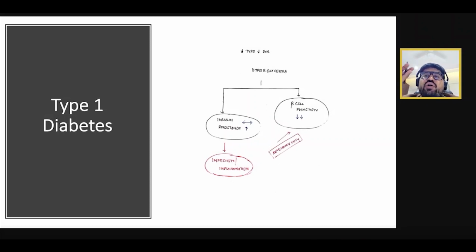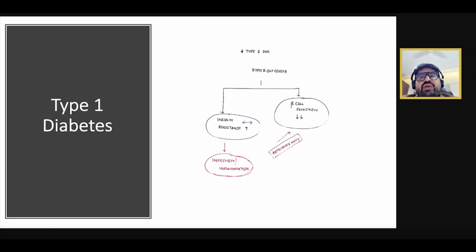Now, sometimes you would have also heard about this phenomenon called the honeymoon phase. After some time, with good glycemic control, a patient with type 1 diabetes often goes off insulin. Insulin is often stopped in some of these patients for a brief period of time, and this is a honeymoon period. And after that brief period of time, the patient goes back to requiring insulin.